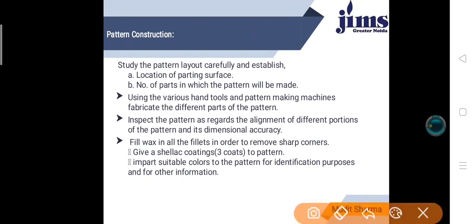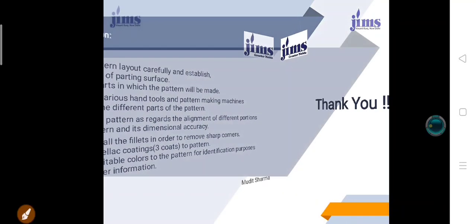In pattern construction: location of the parting surfaces, number of parts to be made, using the various hand tools, inspect the pattern with regard to the alignment of different portions, fill wax on the plate, etc. These are some steps which we use in pattern construction.